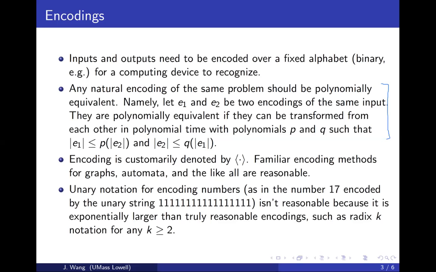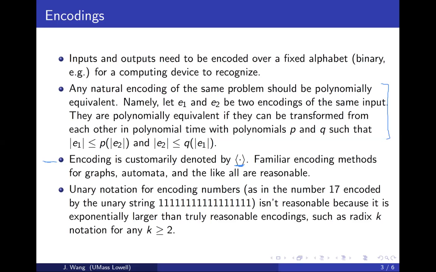So almost any natural encoding will have this property. Encoding is customarily denoted by the left angle and the right angle brackets. We have seen this when we looked at the encoding of Turing machines.